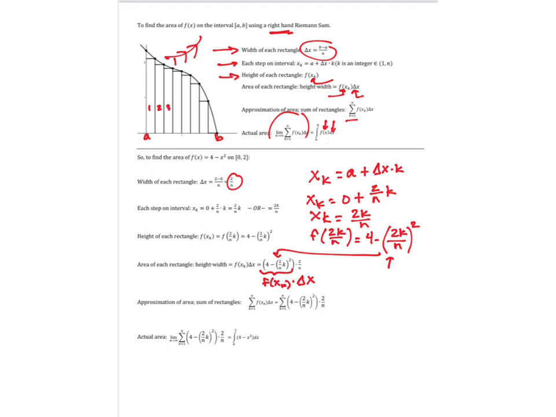So how do I find the actual approximation of the area? That's the sum. I take all of them and add them up, from k equals 1 to n, from the first rectangle to the nth. Where k equals 1 means that I'm starting here on the right side. If k equaled 0, I would bump back and it would be a left-hand Riemann sum. Okay?